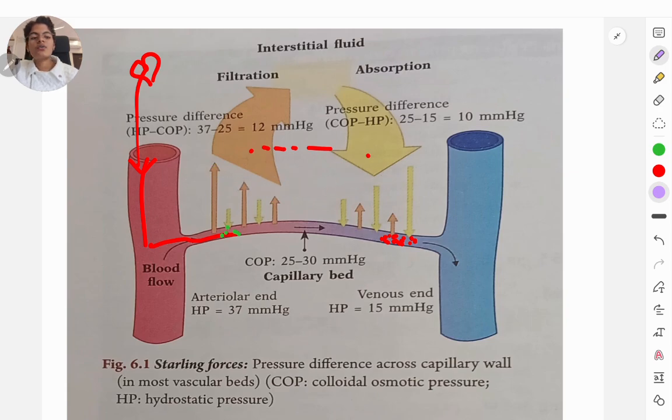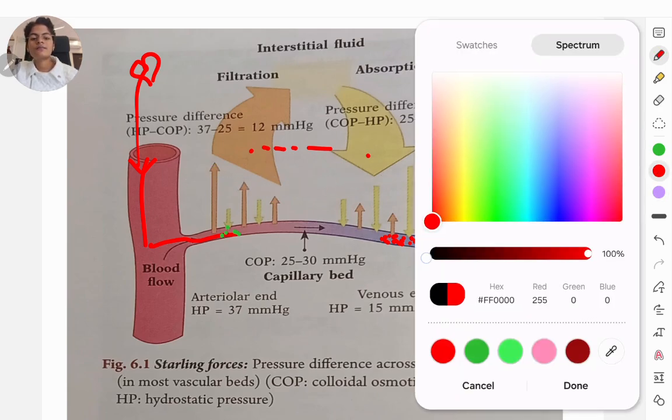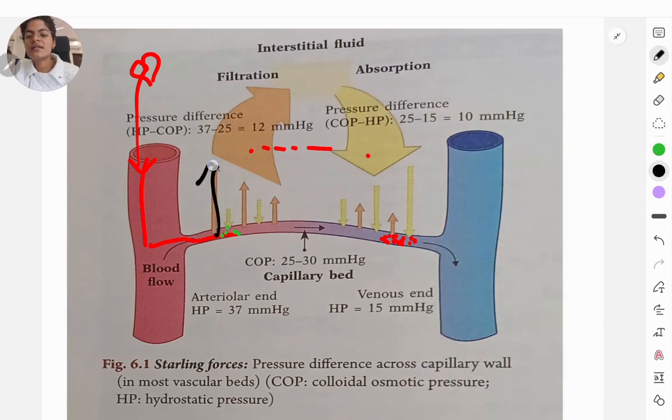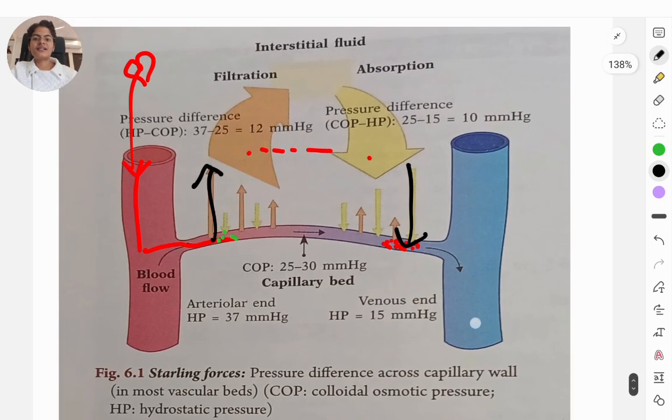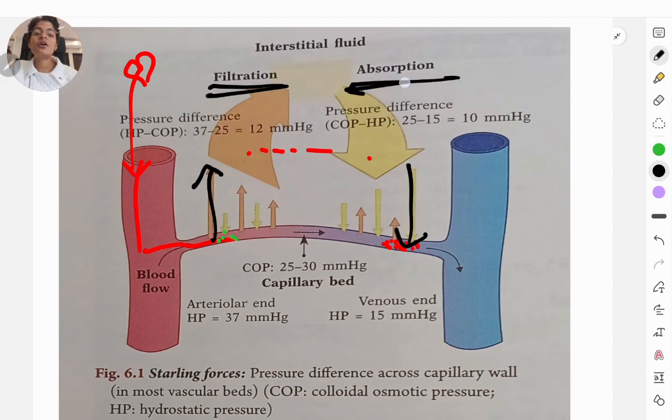So just take two arrows. First is towards this side and second one towards this side, and that's how it is. So all things would be decided by the Starling forces. So filtration is being promoted by the hydrostatic pressure, while absorption is promoted by colloidal osmotic pressure, because colloidal osmotic pressure takes the things inside the capillary. Okay.